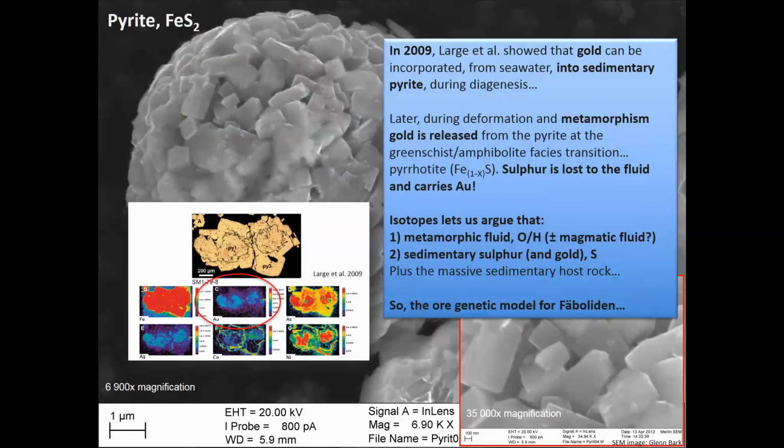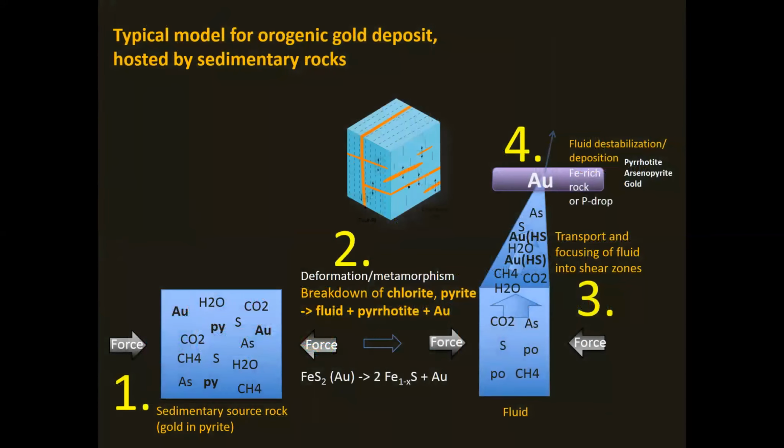So putting it all together, the orogenic model for Fäboliden would look something like this. This is a typical model for an orogenic gold deposit, how it's formed, one which is hosted in sedimentary rock. So we're starting off at the sedimentary source rock. We have gold locked in pyrite here in this area, the number 1 area. And then we push on this source rock at number 2 here.